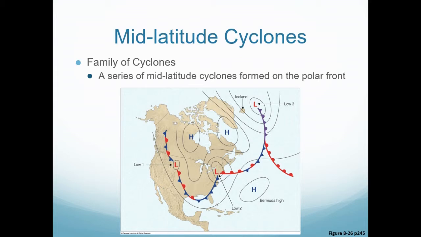Now, it is possible for multiple of these cyclones to form and move along the polar front in a wave-like manner. You can have multiple of these mid-latitude cyclones. Here's a good example of one where we have a beginning stage where you start getting your wave forming here, early stage, and then here where you get an open stage.